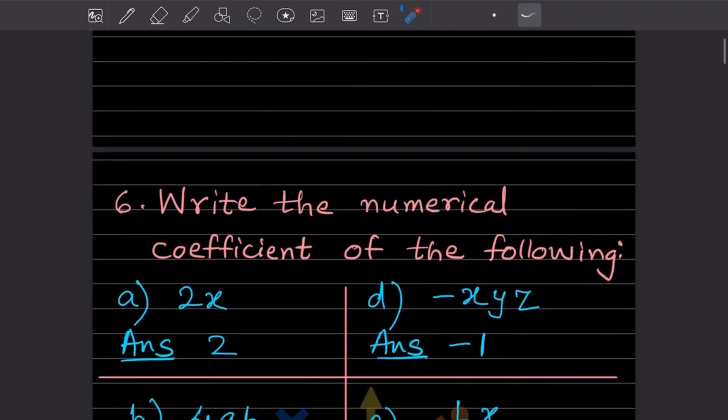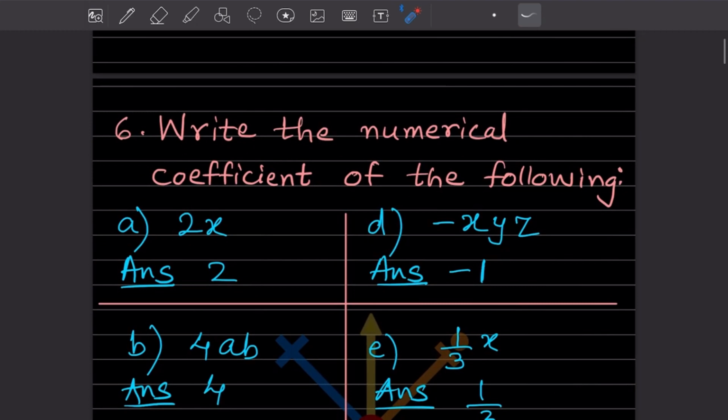Now what are you going to do? The next question says, write the numerical coefficient of the following. So you know the coefficient. I have done this term in my glossary part in the previous video, just go through that. Coefficient means it is a number. So now what are we going to write? This is the variable here, this is x, and the coefficient of this variable is 2. So the numerical coefficient of this is 2.